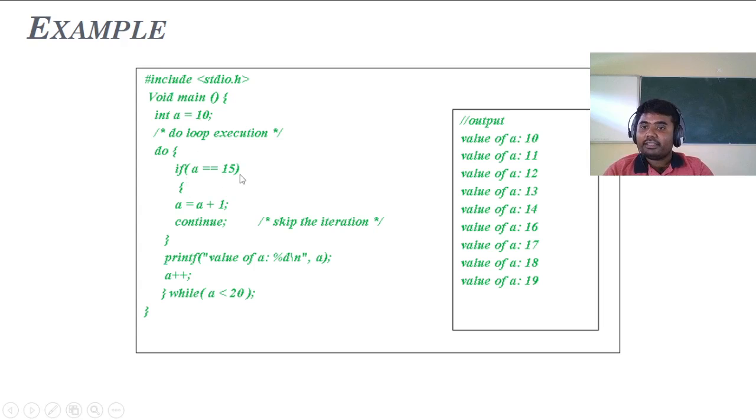If a is equal to 15, instead of while loop I'm using do while loop. There's not much difference in the program. If a is equal to 15, I'm incrementing a one more time, that is a is equal to a plus 1. A will be incremented by 1 whenever a is equal to 15. So a will directly become 16. So 15 will not be printed, here 16 will be directly printed. Here only the 15 value is skipped. Okay, this is the continue statement.